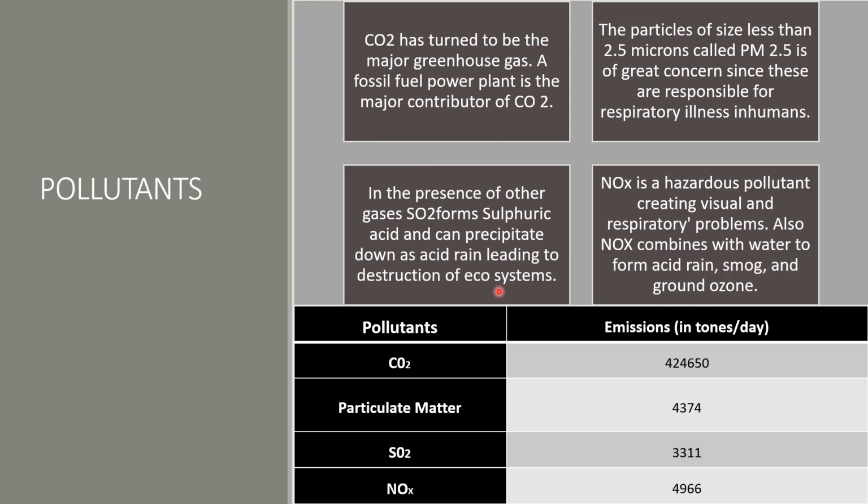And when they combine with water, they form acid rain, smog, and ground ozone. You can see from this table that different pollutants are listed with their emissions in tons per day. You can see the amount of CO2 released into the atmosphere in tons per day. It is a very huge amount. Therefore we need to control these pollutants so that our atmosphere can be safe for all humans and animals.